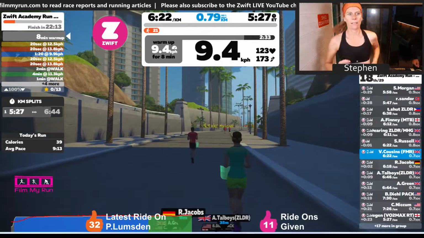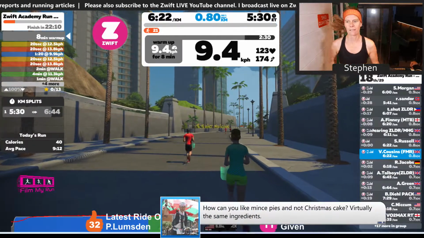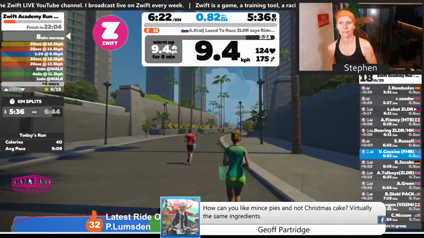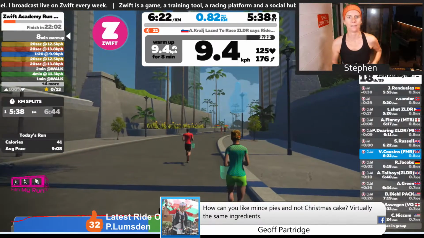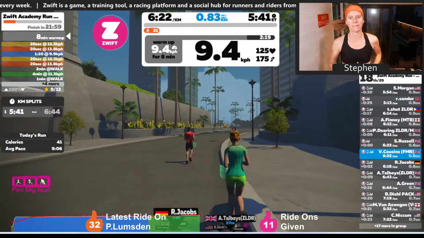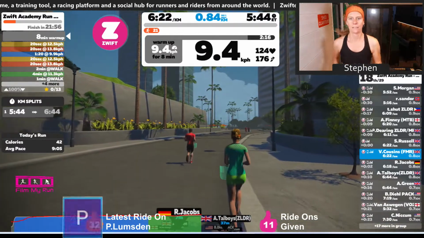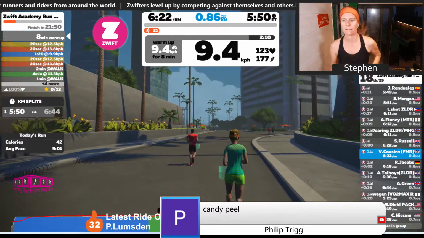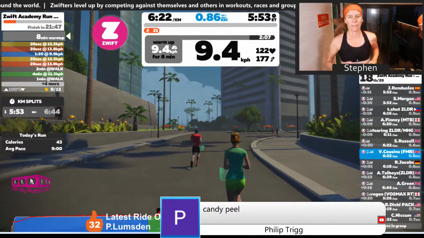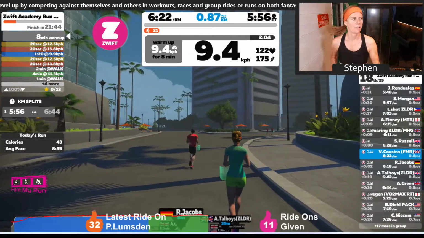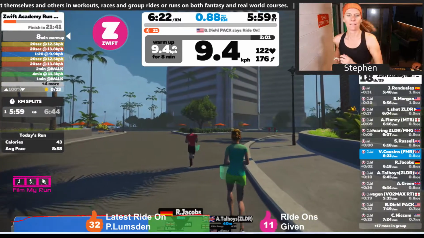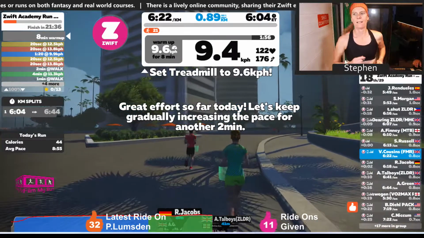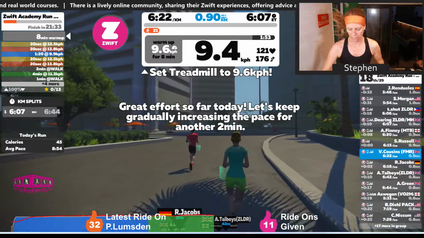Right, Jeff Partridge says, how can you like mince pies and not like Christmas cake? Virtually the same ingredient. It is, but Christmas cake is dry. The filling of a mince pie seems wetter, and also the filling of a mince pie is surrounded by lovely pastry, soft, sweet, chewy pastry, and then Christmas cake is all. Yeah, Victoria's right. Christmas cake's heavy. Candy peel, says Philip Trigg. Well, I thought, isn't it orange peel? Do you put orange peel in it or something? Oh, right. I see. Oh, okay. I understand. I don't know anything about cooking.